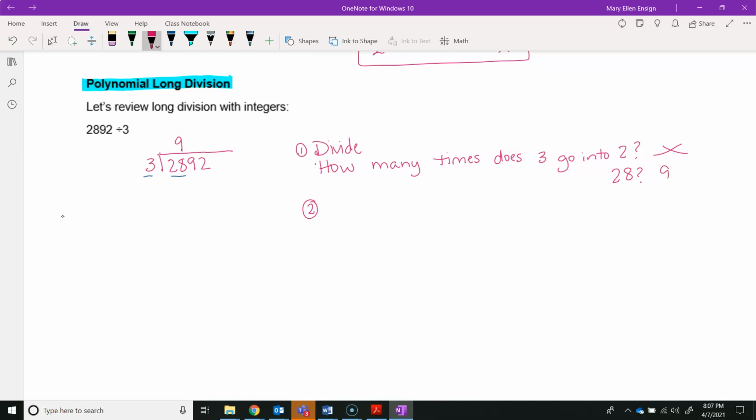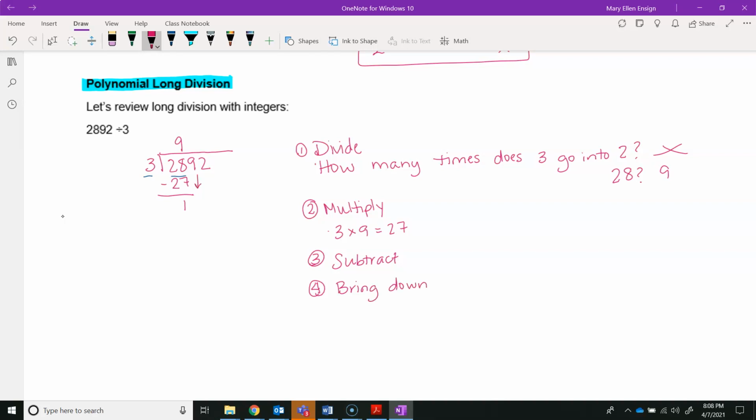So I have the 9 there, and if I ask people, okay, well, what do you do next? Most of the time people say, well, you subtract, which is right, except in your head, you're so used to the process that you're skipping a step. How do I know what to subtract? Well, I get what I subtract when I multiply. So I'm going to multiply 3 times 9. Okay, so I multiply whatever number I just put up there times the divisor, and I put that answer here. And then I subtract. So in this case, I'm doing 28 minus 27. And then finally, I bring down the next number.